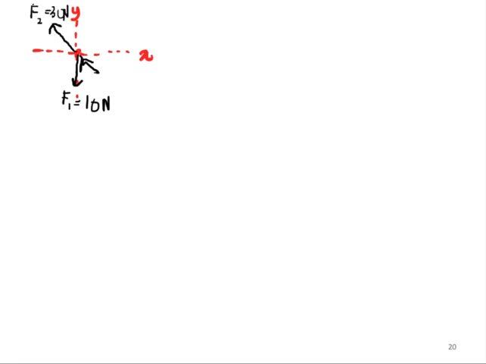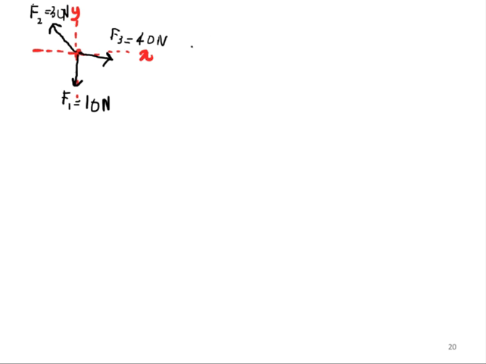We can delete the previous one. The third force acts on the particle. The direction is to the right, which is F3 equal 40 Newton. The question asks for the magnitude and direction of the resultant force. We want to determine the magnitude of the resultant force first.